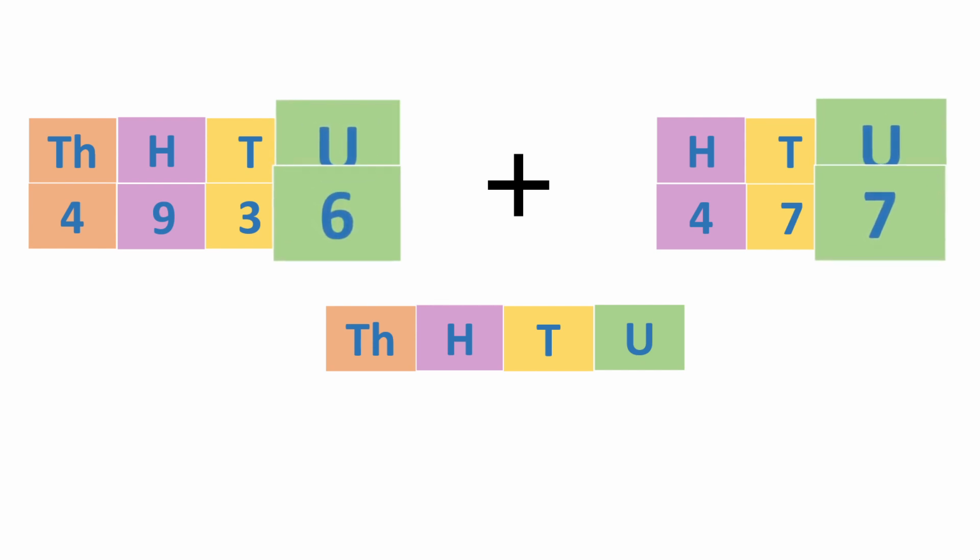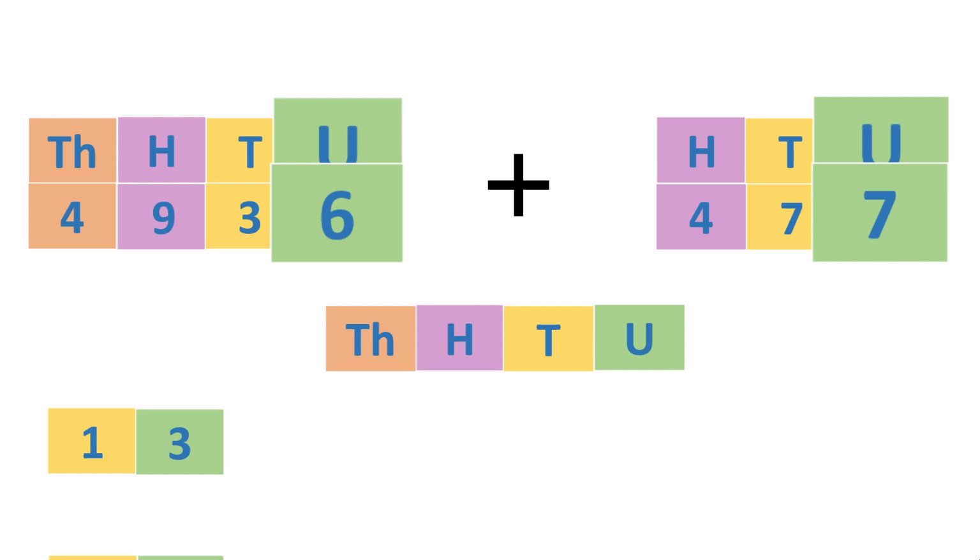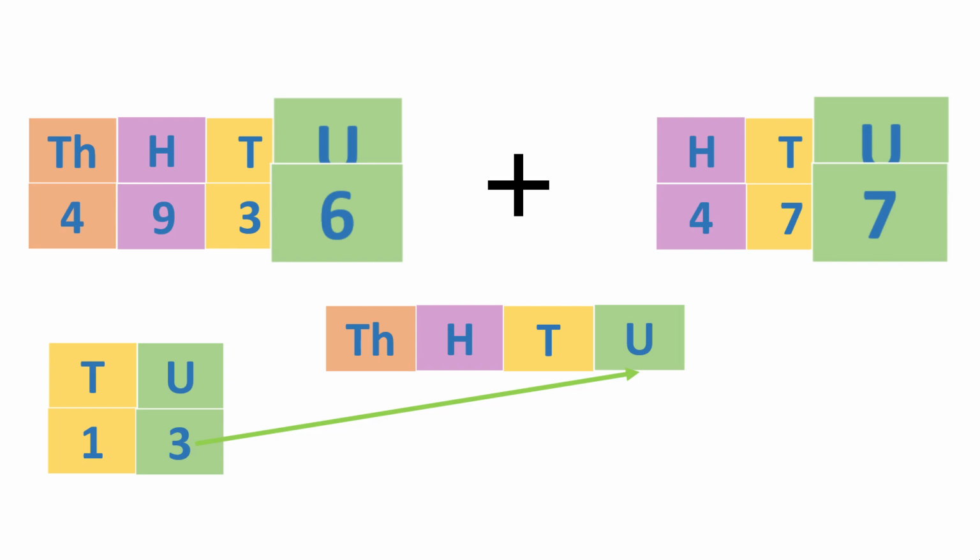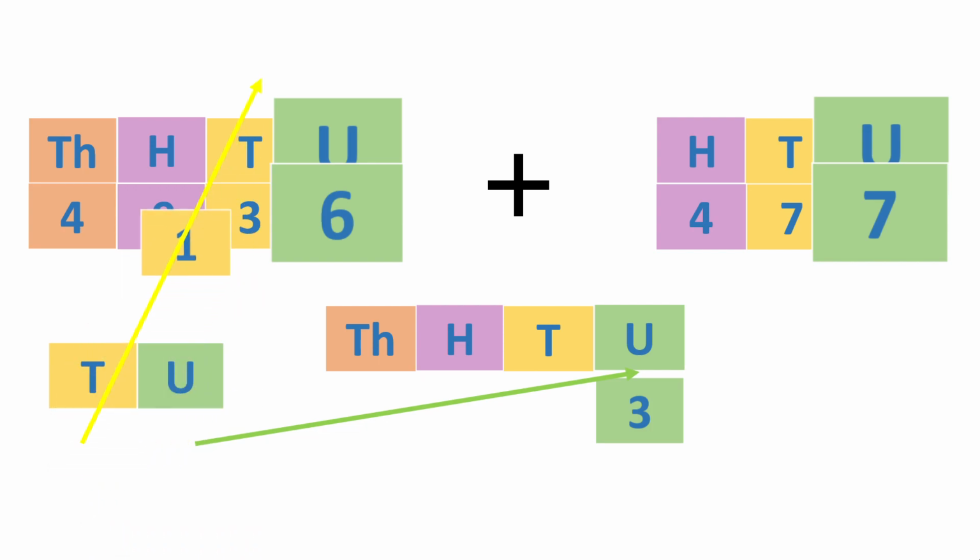Now what is the sum of 6 units and 7 units? It gives you 13 units. Right. 13 is a 2-digit number. It cannot stay in the units place. We have to split it up. 13 units has 3 units and 1 ten. 3 units will go to the units place and 1 ten will go to the tens house as a guest.